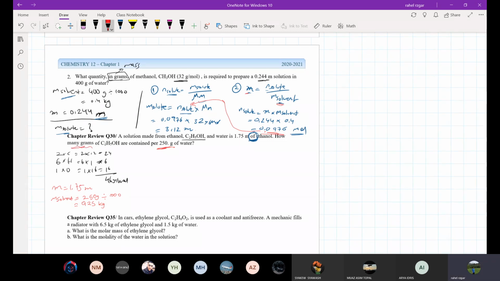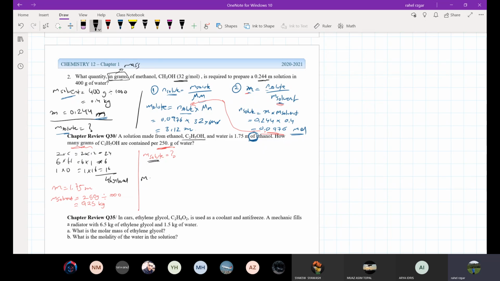It says how many grams. So let's find, you have to find mass of solute. Again, pay attention. If you haven't understood the previous question, pay attention here. It's trying to tell you to find mass of solute, because when it says how many grams, mass of what? Of ethanol. What is ethanol here? Solute. So we are trying to find mass of solute.